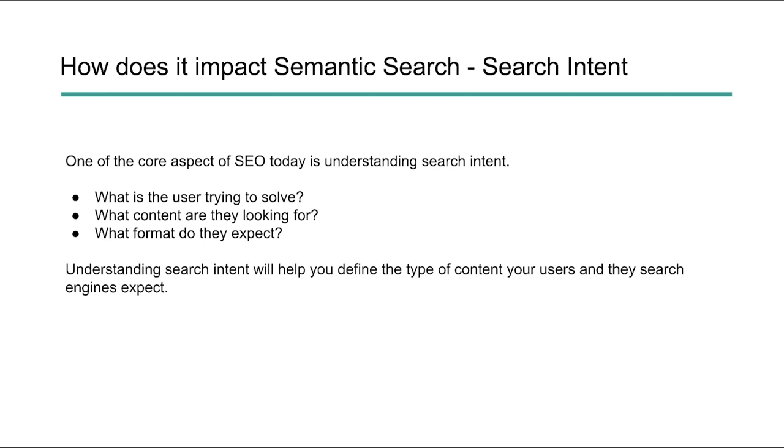Now, this plays a big role because everybody has a bias, and your searchers are coming in with a specific intent trying to solve a specific problem. And if you can understand that, it'll help define the type of content that you need to create, and also the types of content that the search engines are expecting for a query based on what your users are wanting.